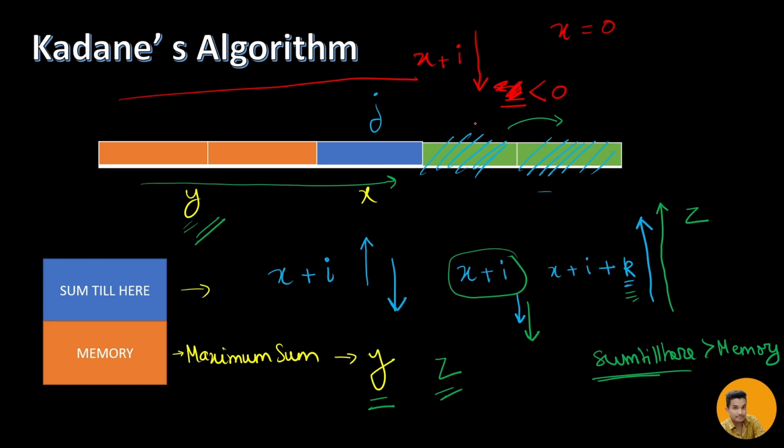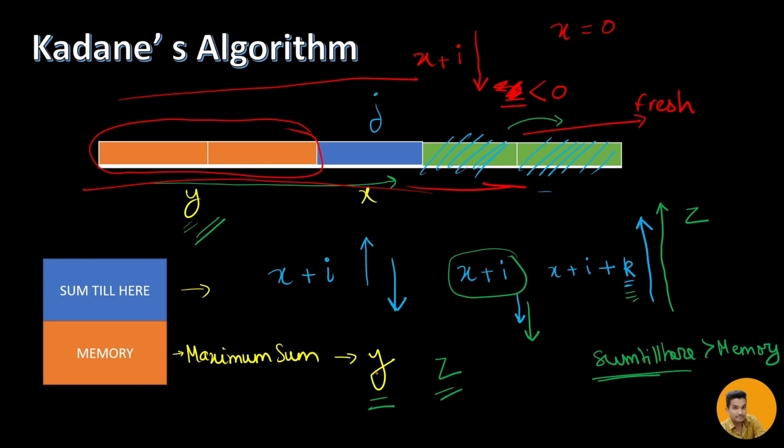In that scenario, it tells us that we are not going to take this whole sum. We will start afresh from here, and no worries, I have a memory y saved of this subarray, which is the largest. So I hope it is clear.